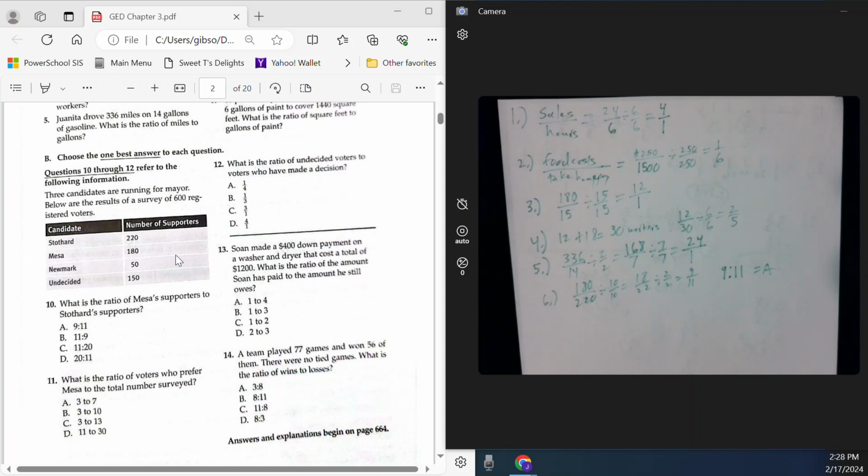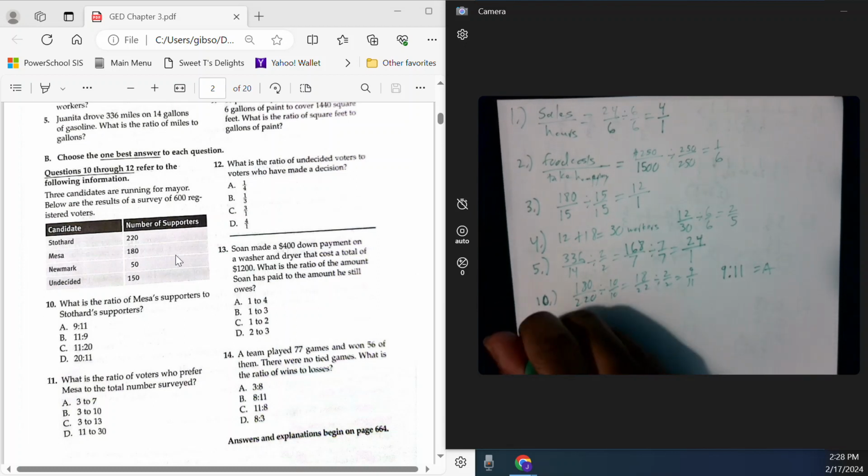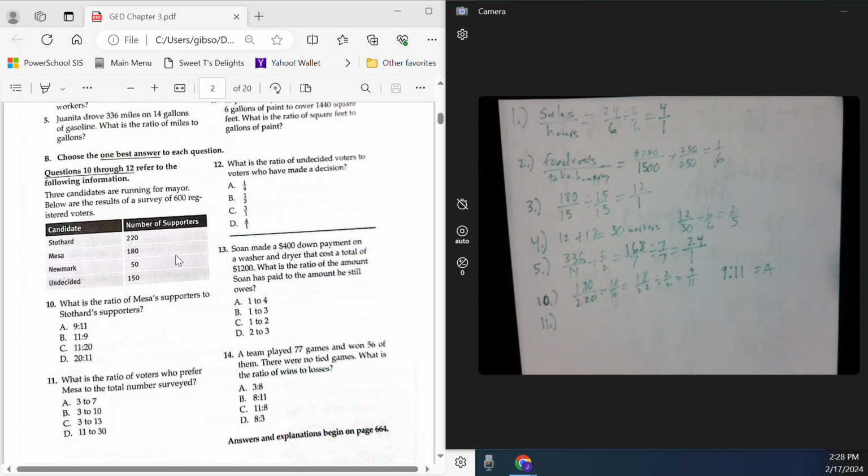Okay, that's actually, I made a mistake here. That's actually number 10, not number 6. That's actually number 10. So we go to number 11.